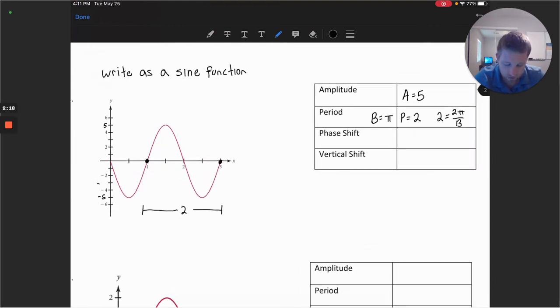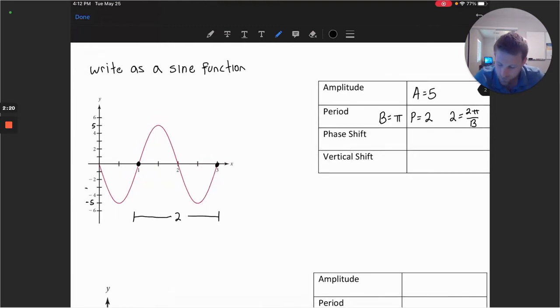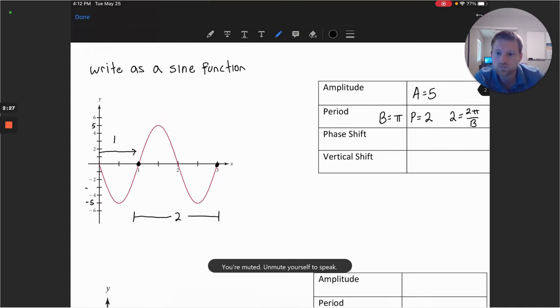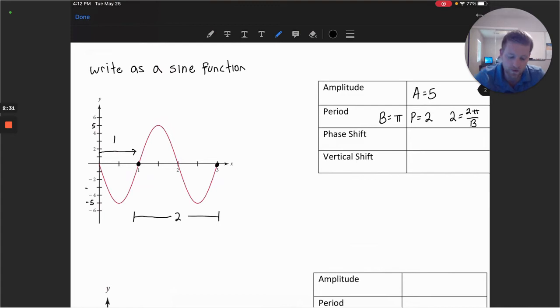So if I consider the phase shift next, we've actually shifted to the right 1 unit. So when I consider my phase shift, I've gone to the right 1 unit. And it looks like there's no vertical shift because our midline is y equals 0. So 0 or none on the vertical shift.